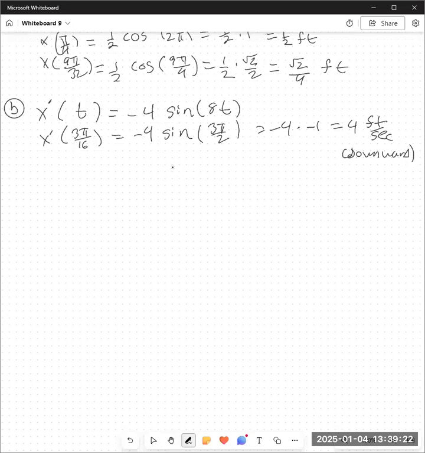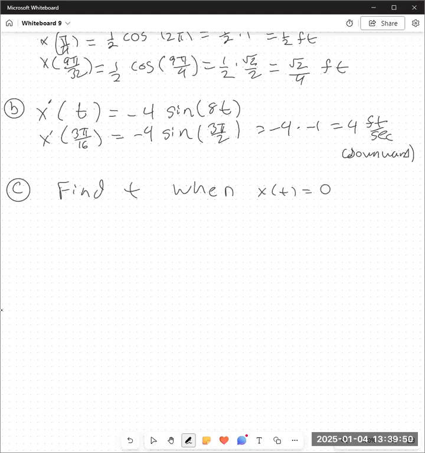Let's look at part C here. It asks, at what time does the mass pass through equilibrium position? Equilibrium position is where x of t equals 0. So find t when x of t equals 0.